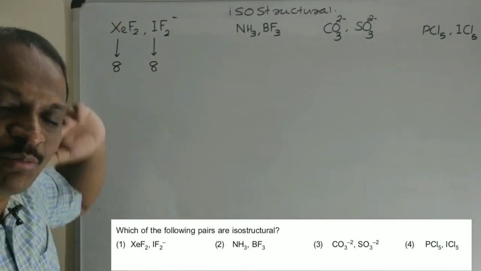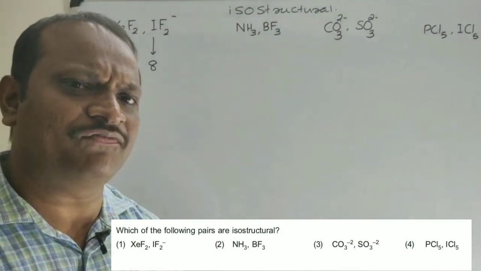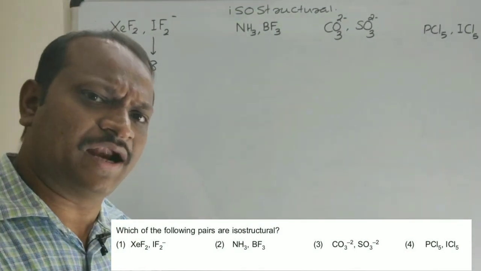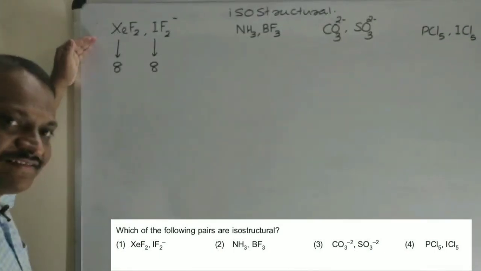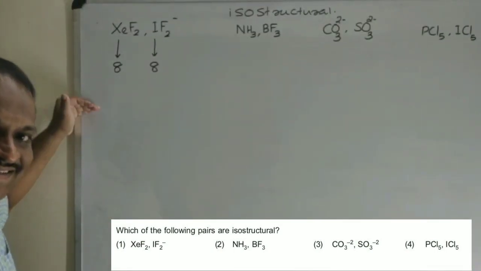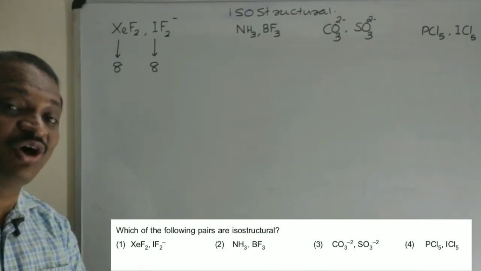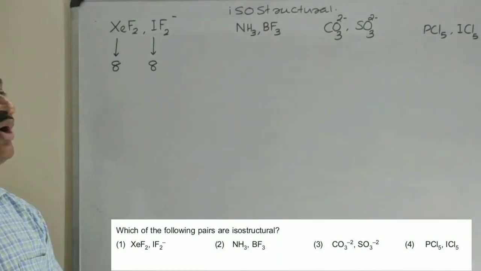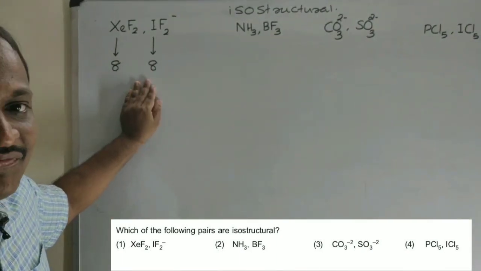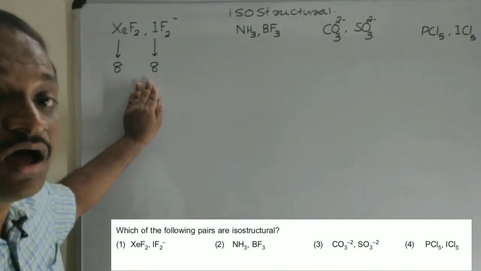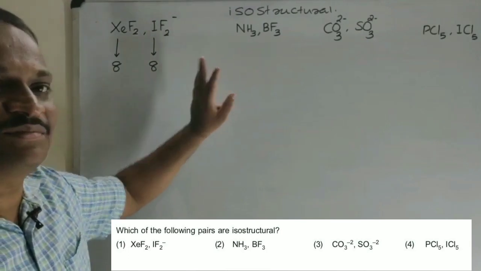XeF2, IF2 minus. In both cases, two fluorine atoms are there. Leave those fluorine atoms and see the other atoms apart from the common part. We have Xe with 8 valence electrons. And I minus: iodine has 7 valence electrons, and along with that one more electron. So how much did we get? We got 8. So they have the same number of electrons, and they are isostructural. Let's apply the same concept in the next cases.